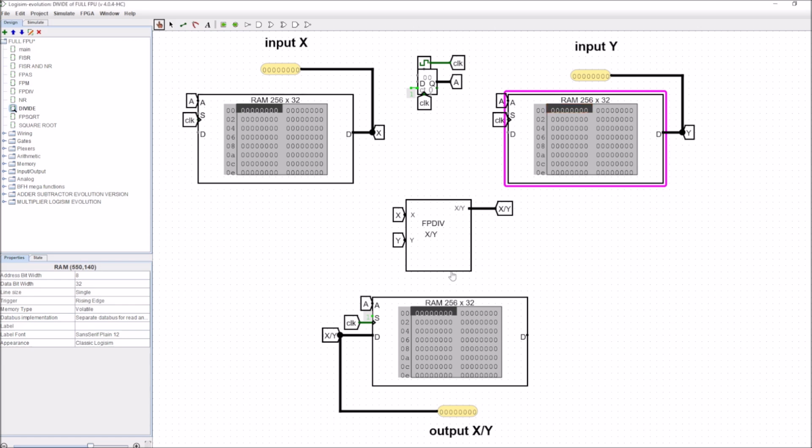So what we have here at this top level is the actual divide circuit. You can see it's called divide. Now the actual divider is in here. It takes a value of x and a value of y, and it produces the output x divided by y in 32-bit floating point. I have a little RAM here, here and here, so a RAM for one of the inputs, a RAM for the second input, and a RAM for the output.